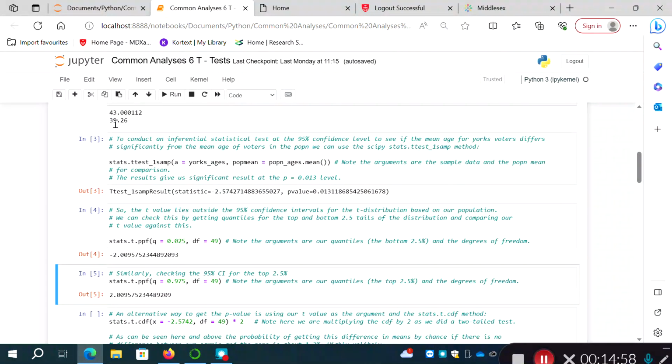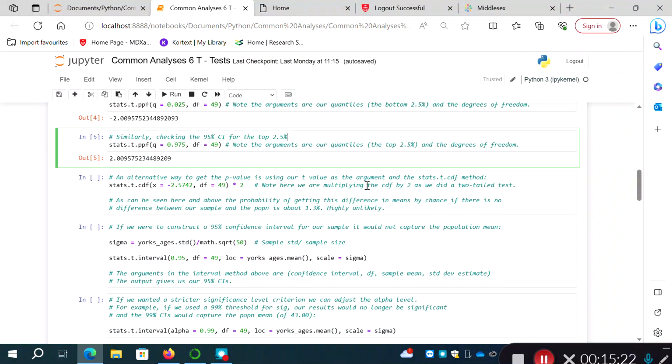If these had been the other way around, then what we'd be looking at is the sample being significantly above. But that's just to demonstrate that you can look at what the cutoff value is, the confidence intervals for our t-values, essentially.